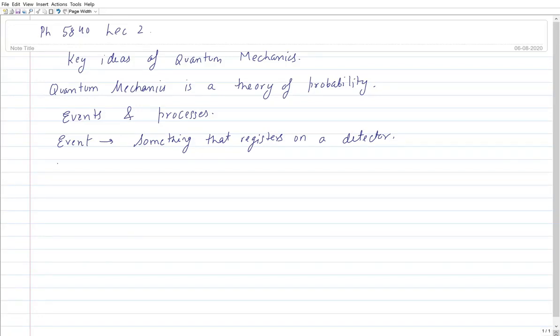And what is a process? A process is the way or alternative by which the event happens.